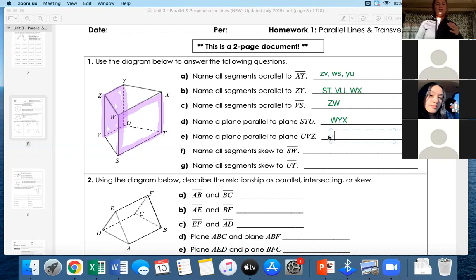So something else that we can look at right here is a plane is named with 3 letters. So we could pick any of these 4 letters. We just can only use 3 of them. So STX.